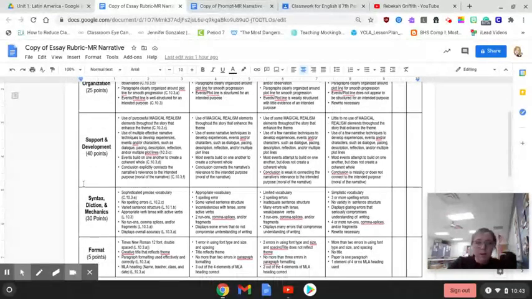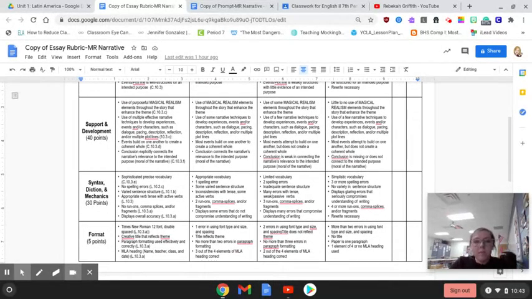Syntax, diction, and mechanics. Sophisticated, precise vocabulary, no spelling errors, varied sentence structure, appropriate verb tense, no run-on sentences or comma splices or sentence fragments, and you display overall accuracy. So just don't mess up with your spelling. Include periods, include commas, don't have run-on sentences. And then the format, Times New Roman, 12 font, double space. You're going to have a creative title that reflects on the theme. You have clear paragraphs, and you have the MLA heading, so the name, teacher, class, and date.